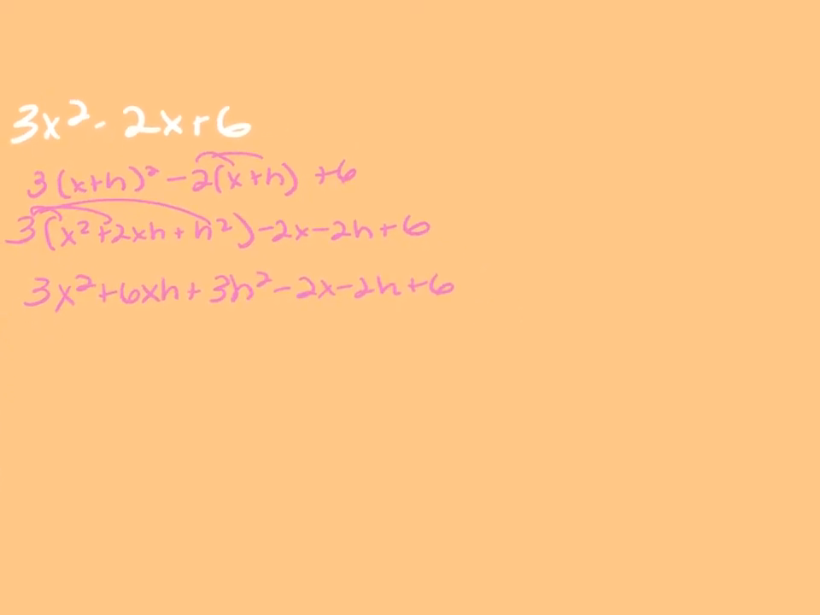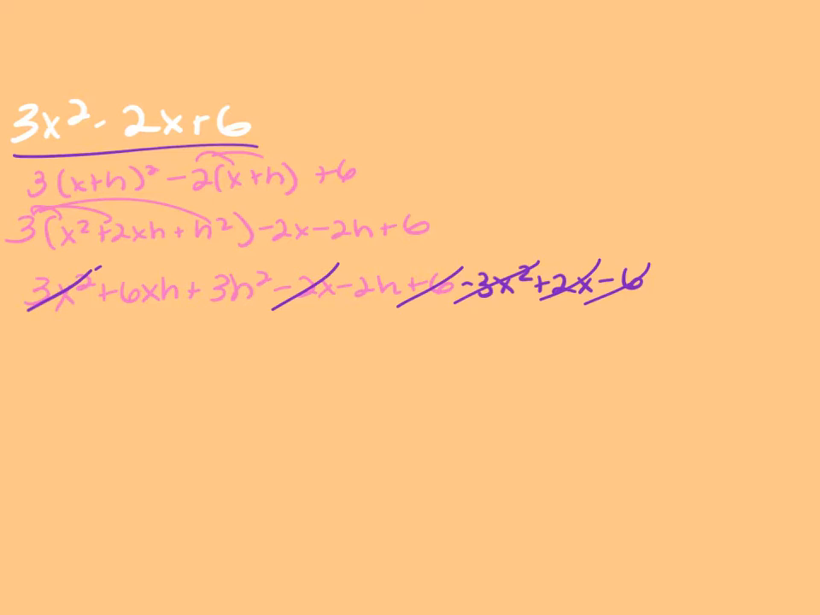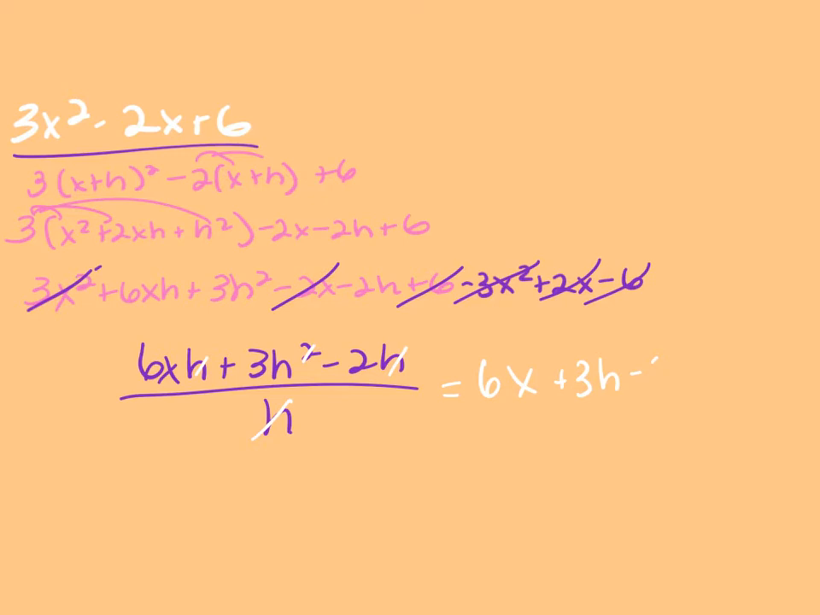Subtract from this my original f of x, changing all of its signs. Cancel the positive 3x squared, the negative 3x squared, the negative 2x, the positive 2x, the positive 6, the negative 6. Put it all over h. Cancel one of the h's, and I get 6x plus 3h minus 2.